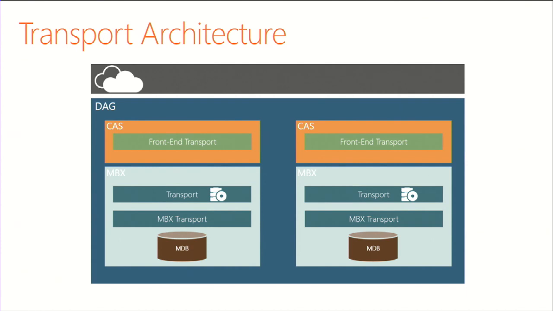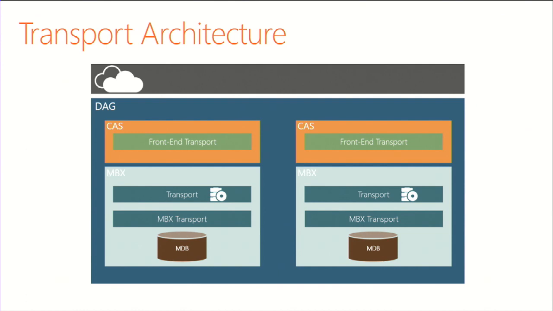For the first time, we've introduced the notion of a load balanced SMTP component, which is known as the front-end transport service on the client access server role. It is a stateless component that simply, like the client protocols on CAS, is an intelligent proxy to route the SMTP request to a mailbox server that can actually do all the processing for it.